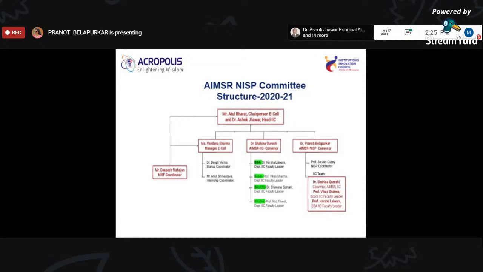So Dr. Shahina is there, Dr. Harsha is there, Dr. Vikas. They all together, along with Shivani, are taking care of this NISP ecosystem in AIMSR. So students who are listening from AIMSR, it's an urge that even if you have the slightest doubt in your mind, you can coordinate with any one of them, or you can come to me. And if you have an idea, please don't hesitate, share it with someone. We can really find out a way to give you a platform, right?